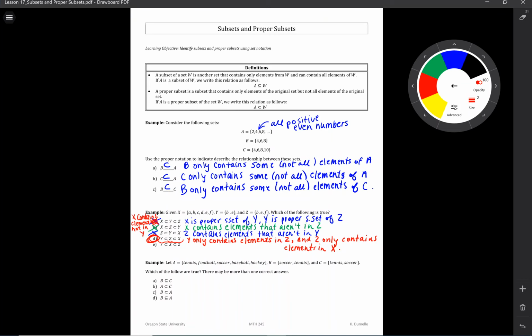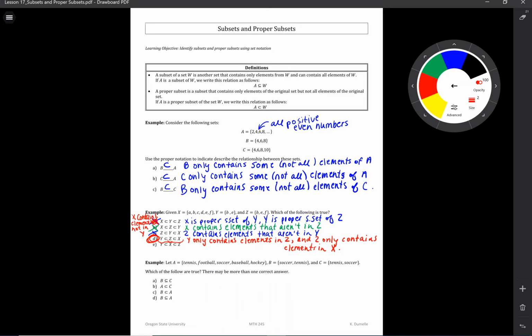Next, we have an example without numbers or letters. Here we have sports. So A is tennis, football, soccer, baseball, hockey. B is soccer, tennis, and C is tennis, soccer. So remember, order of the elements does not matter. So actually B and C are technically the same set. So which of the following are true? There may be more than one correct answer.